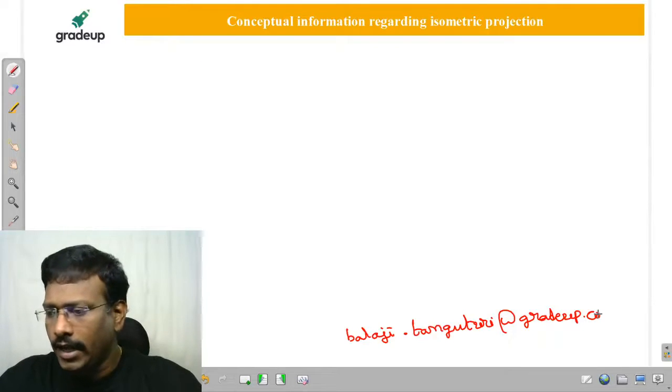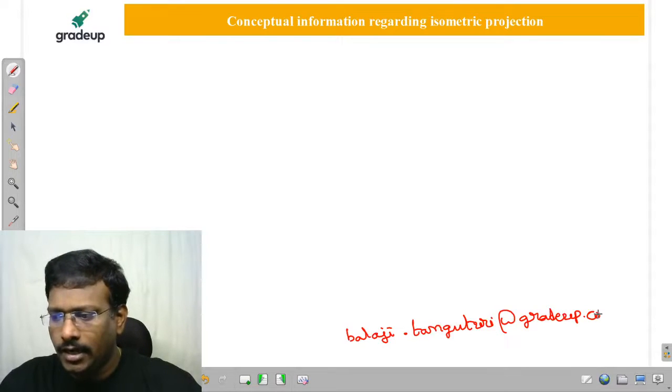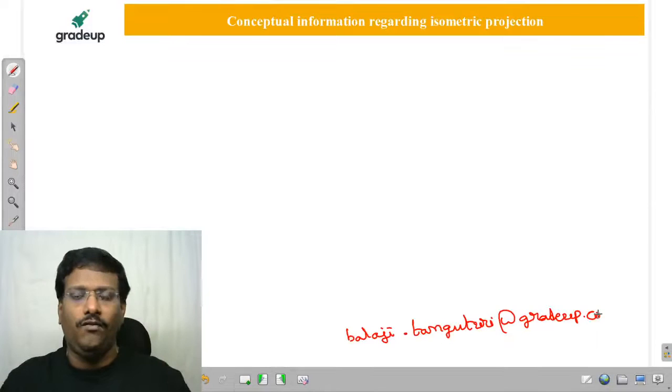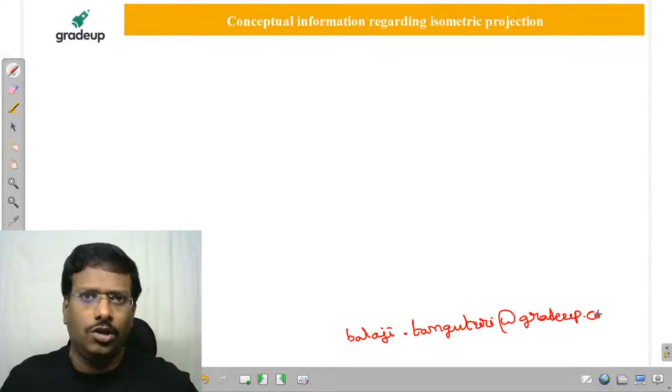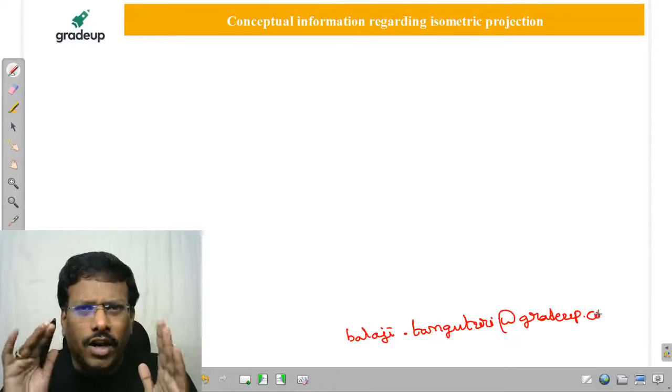Okay. Venkatesh, what you said, isometric projection, all details of the object indicated only in one drawing or one figure. Excellent answer. Good. Now, I will come to one after the other, my dear friends.